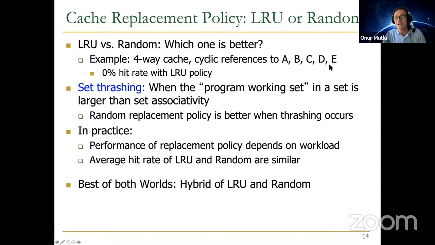So why does random do better over here? If you think about it, you have A, B, C, D, E, and you have a four-way cache. Let's assume that you have A, B, C, D in your cache, and you randomly decide what to evict. You don't evict A when you bring in E, because it's the least recently used. You may evict D. If you evict D, you bring in E, and then when you access A, it becomes a cache hit, right? So random keeps some blocks in the cache that are going to be referenced. Whereas LRU, this is really a very problematic access pattern for LRU, essentially. In fact, it could be the worst access pattern.